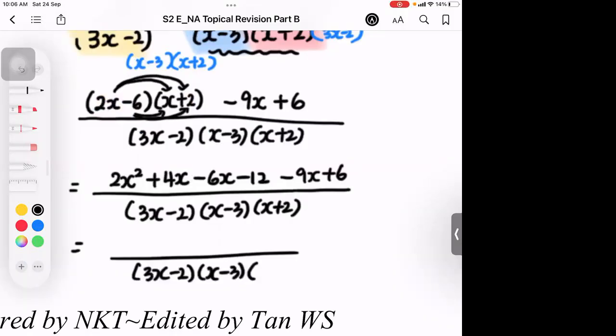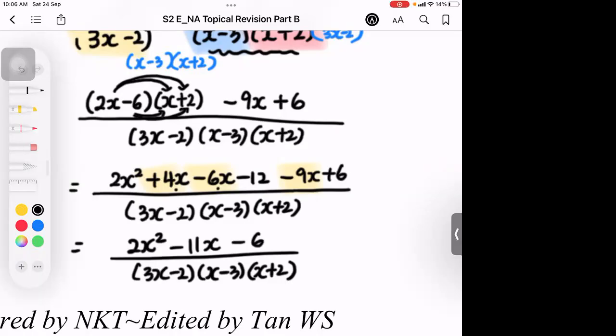Last but not least, check. Okay, the 2x squared, x term, 4 minus 6. Let me use my calculator. 4x minus 6x minus 9x. 4 minus 6 minus 9. I get negative 11x. Then last but not least the number, negative 12 plus 6, negative 6. Okay? Can? So we got this.